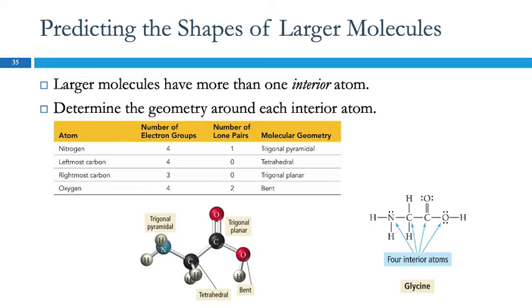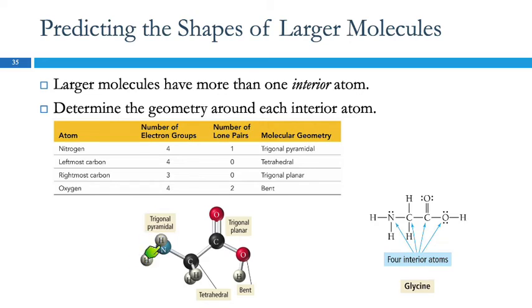What if you have a bigger molecule? Because there's lots of molecules that are bigger. You have more than one central atom. Then we call them interior atoms because it's not necessarily in the middle anymore. So larger molecules have more than one interior atom. And so what you do is you look at each of the interior atoms and you determine the shape around that atom. So here on the nitrogen, this guy over here, there's 4 electron groups. So the electron geometry would be tetrahedral with 1 lone pair. So that's going to be a trigonal pyramid.